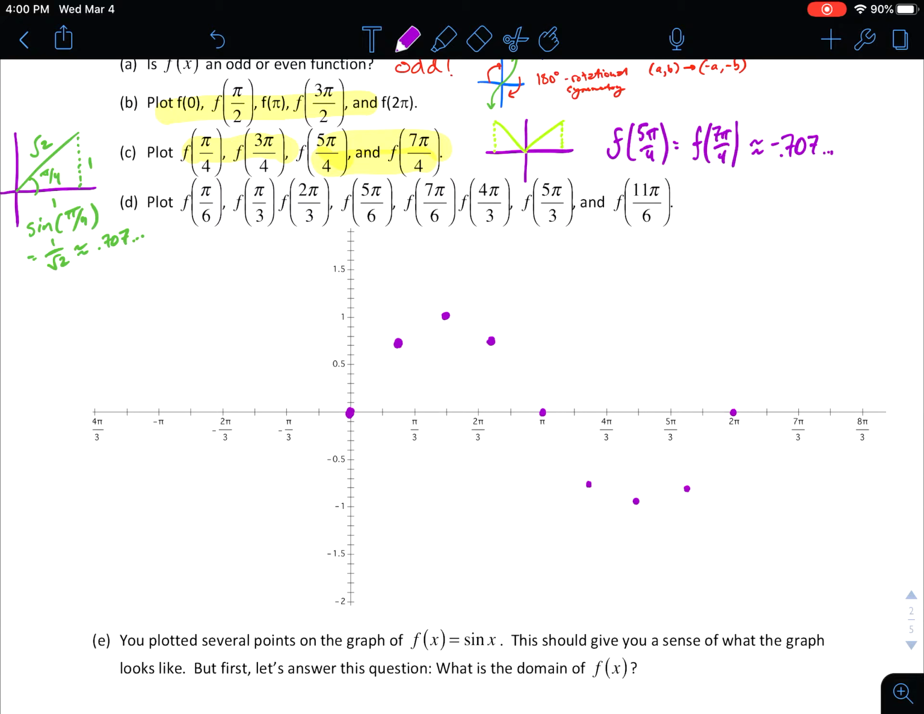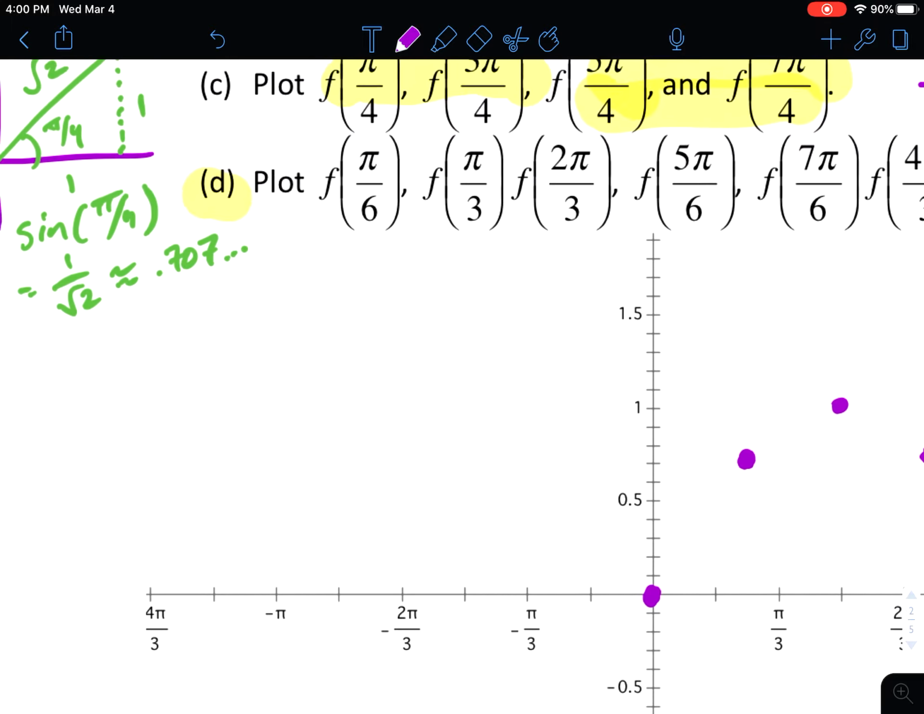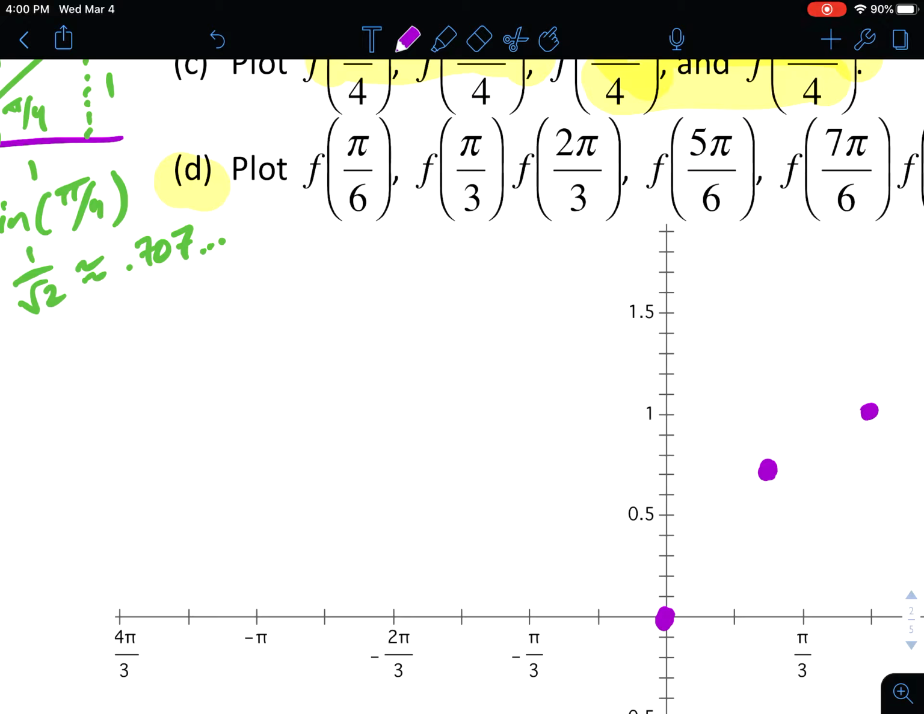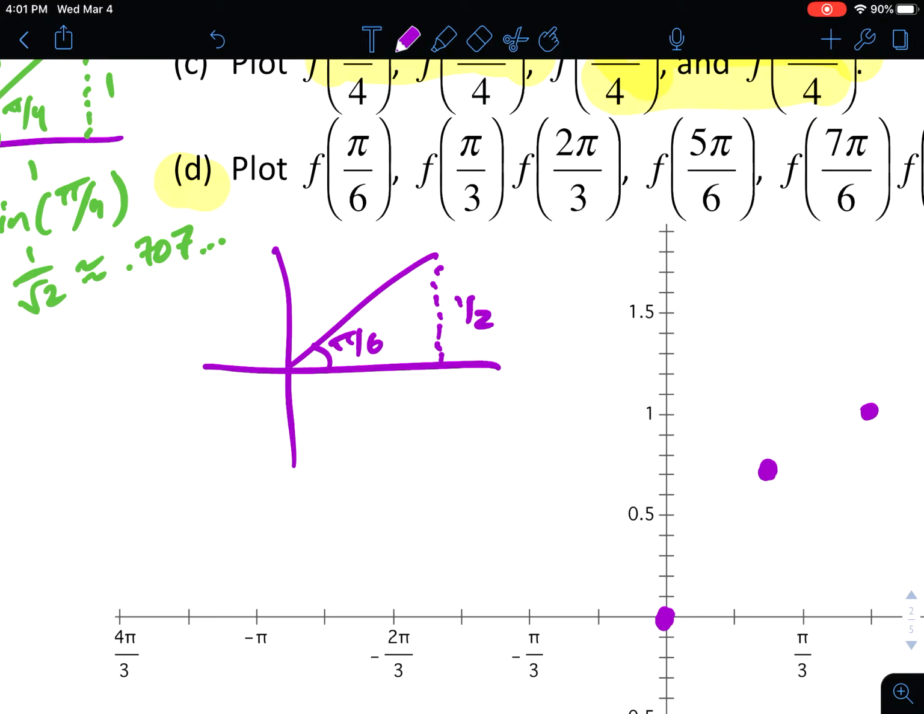Now, we're going to have a more complicated and yet still a similarly repetitious relationship here in D. For something like pi over 6, we're going to be using a 30, 60, 90 triangle. That 30, 60, 90 triangle, this is pi over 6. My shorter side, 1/2, will be over here, root 3 over 2 will be down here, and 1 will be right there. And so my sine value is going to be that 1/2.